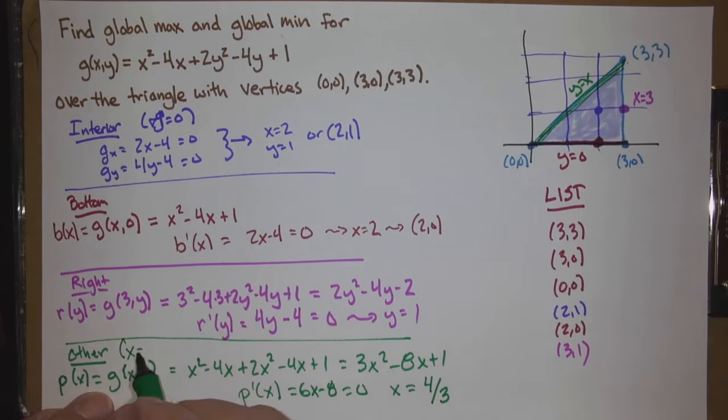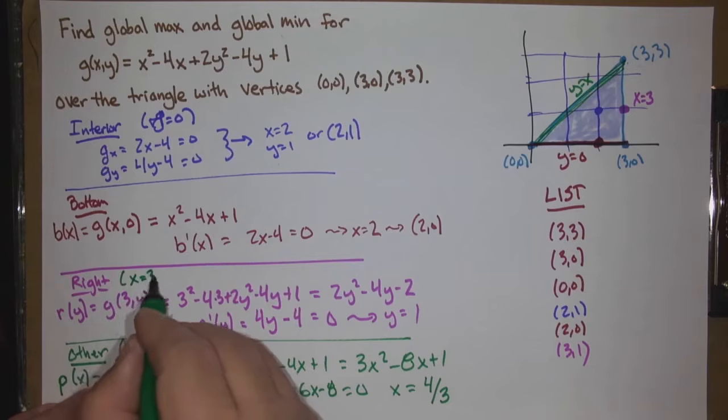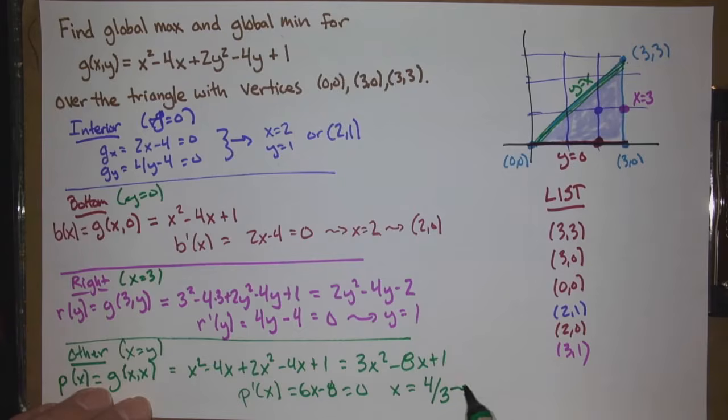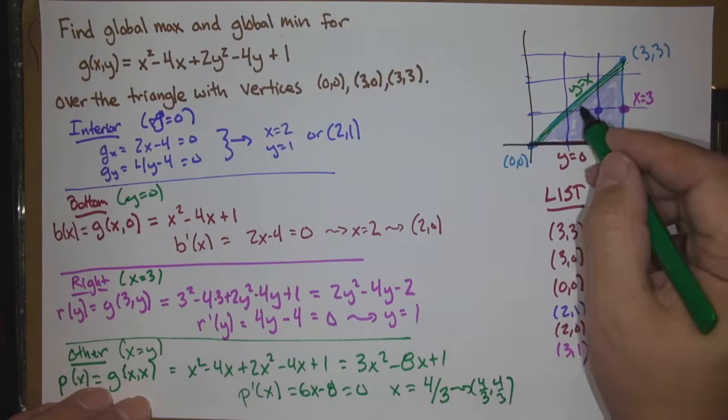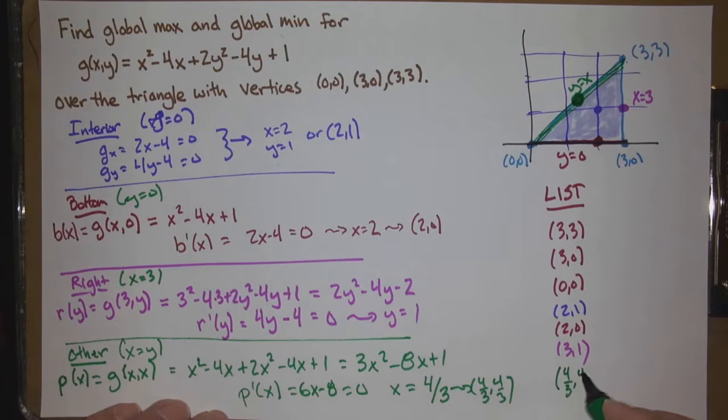Now, x equals y, right? Here, this is x equals y. We should have been making notes as well. The right is x equals 3. The bottom is y equals 0. So that gets us to the point 4/3, 4/3, which is roughly there. Is that going to be on our list? Yes, and I see you have a question. You chose P of x for x, but could you have done P of y and gotten the same thing? Absolutely. You get to the same place.